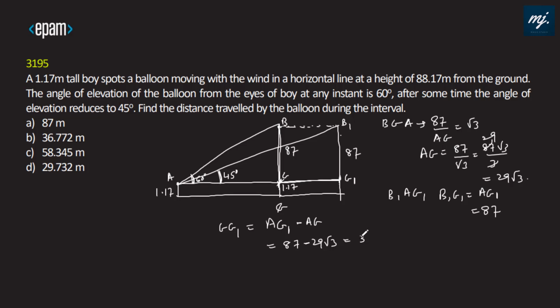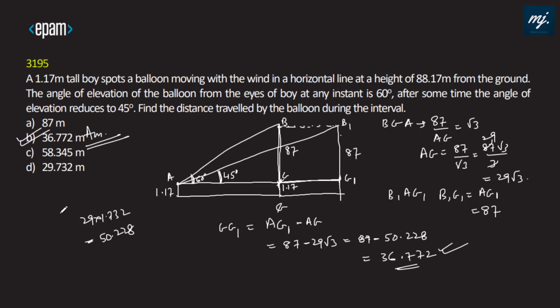We need to first solve it. 87 minus 29 into 1.732 would be 50.228. 87 minus 50.228 is 36.772 meter, that is in option B. That is the distance traveled by the balloon in that interval.